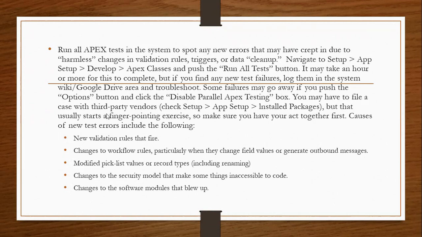You may have failures from third-party vendors' packages set up in App Setup, Install Package, but that is usually a finger-pointing exercise. So make sure you have your act together. First causes of new test errors include the following: new validation rules that fire, changes to workflow rules, particularly when they change a field's value or generate an outbound message, and modified picklist values or record types, including the remaining.